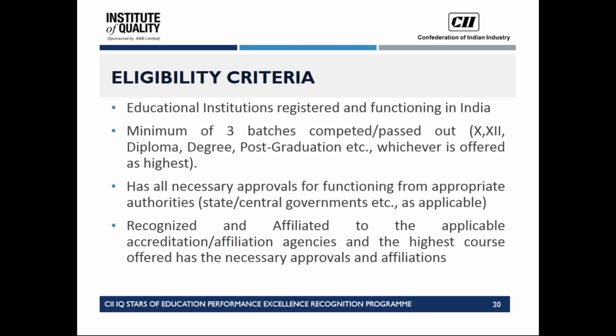They must also have the necessary approvals for functioning from the appropriate authorities, state, central government, etcetera, as applicable. And it should also be recognized and affiliated to the applicable accreditation or affiliation agencies, and the highest course offered must have the necessary approvals and affiliations. So these are the set of eligibility criteria we'll be looking into, and we will further discuss later the process of elimination and how successful applications will move forward based on these criteria.